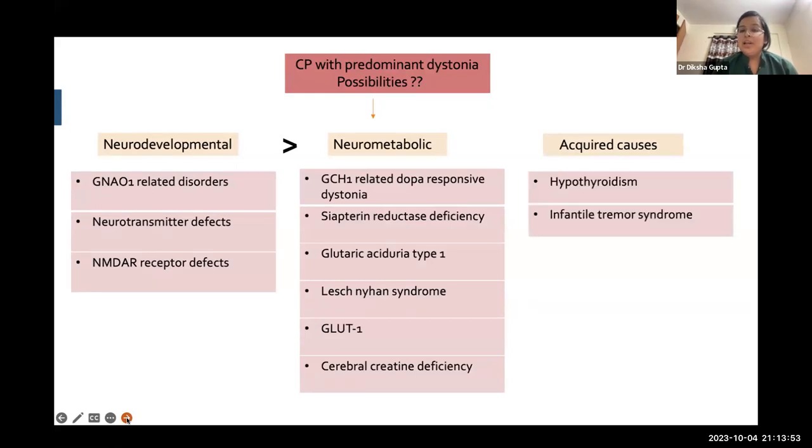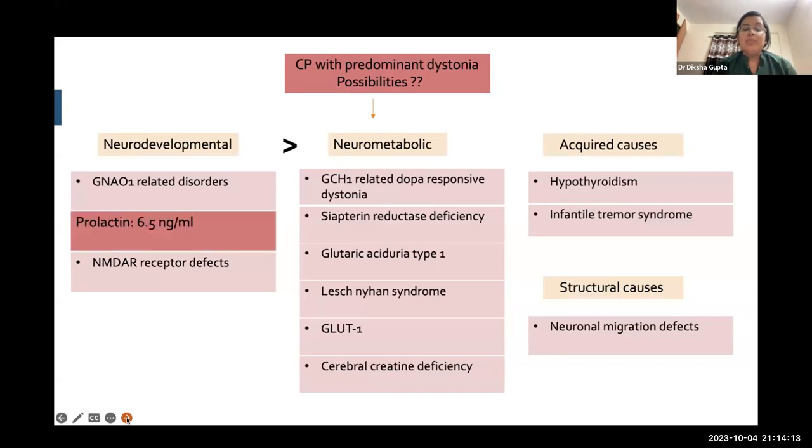We also considered common acquired causes like hypothyroidism or vitamin B12 deficiency, which can also present with global developmental delay with dystonia. Structural causes like neuronal migration defects, such as lissencephaly or schizencephaly, could not be ruled out. So considering all those possibilities, we went ahead with a primary workup for our patient.